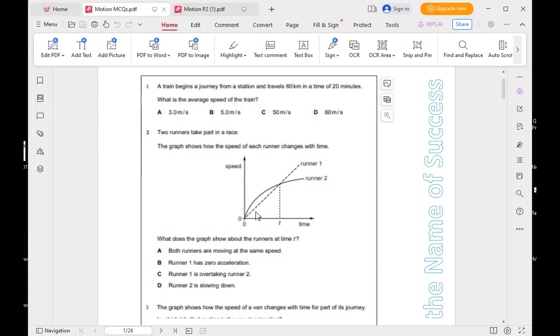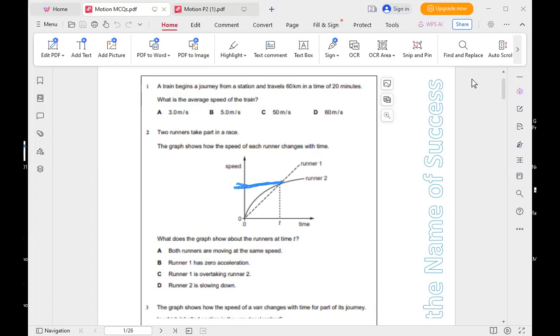The gradient of runner 1 is constant, meaning they constantly accelerate. And runner 2 has decreasing acceleration, because the curve is there. So they ask, what does the graph show about the runners at time t? At time t, they cross each other, because the speed of both is the same at that time.